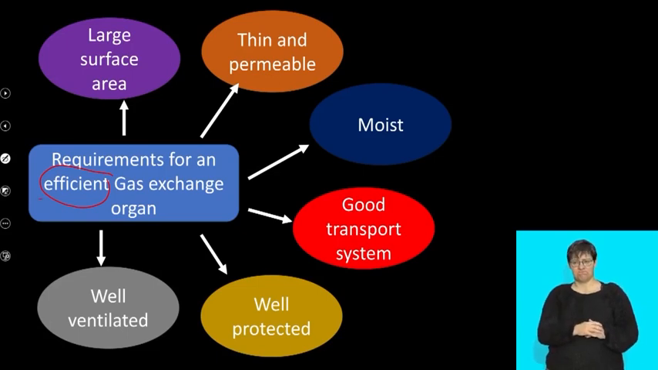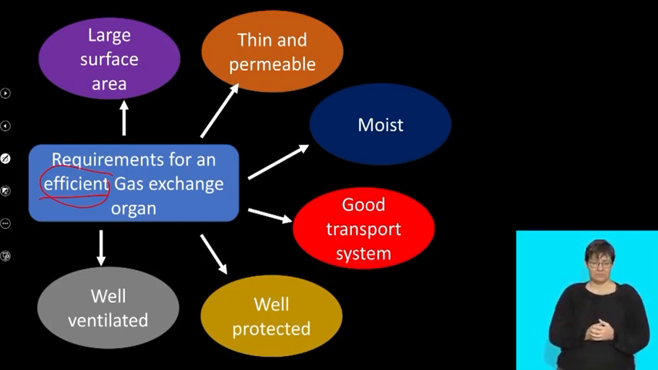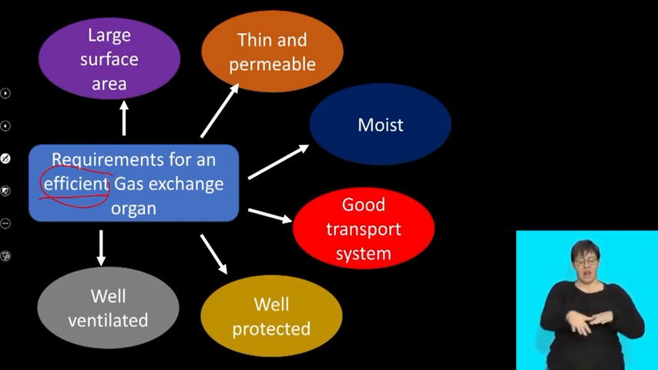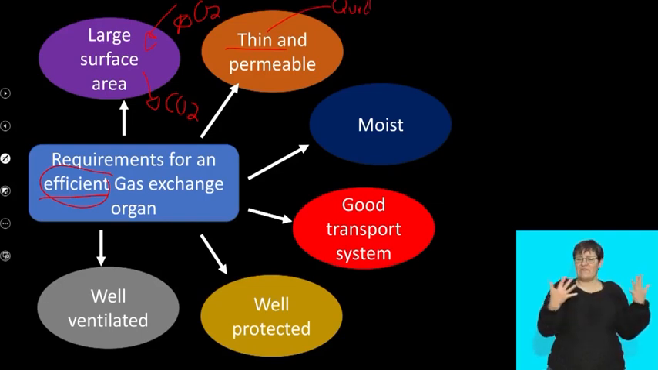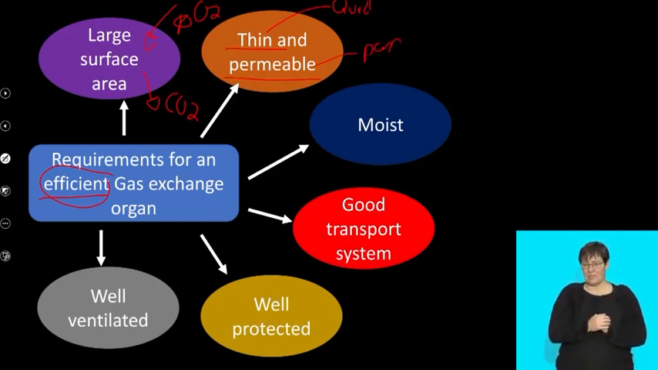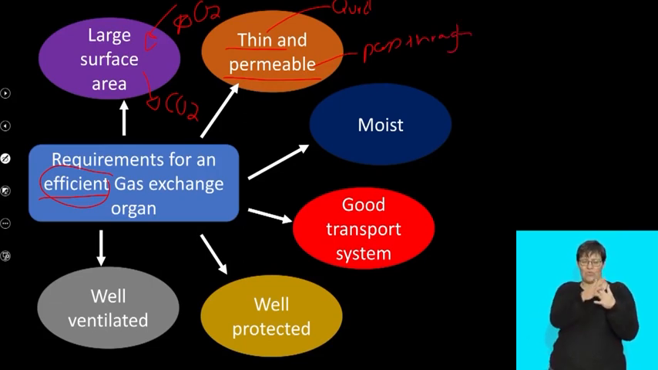So when I talk about efficient, I mean I need to do it quickly, and as efficiently as possible. We looked at the following things: a large surface area, right? It must have a really large surface area. The greater the surface area, the more oxygen I can get in, and also the more carbon dioxide I can get out. The surface must be thin, because that's going to make sure that it's quick, and permeable. It must be able to pass through. You want those two things to go hand in hand, passing through quickly.